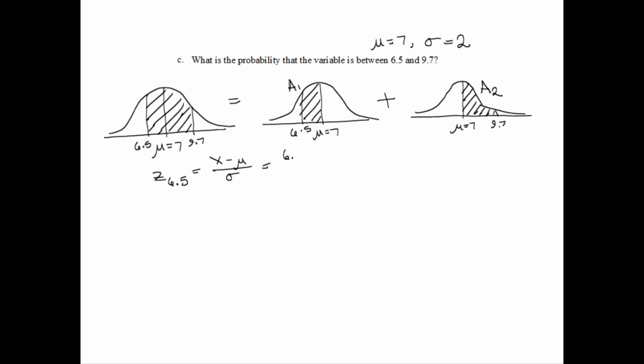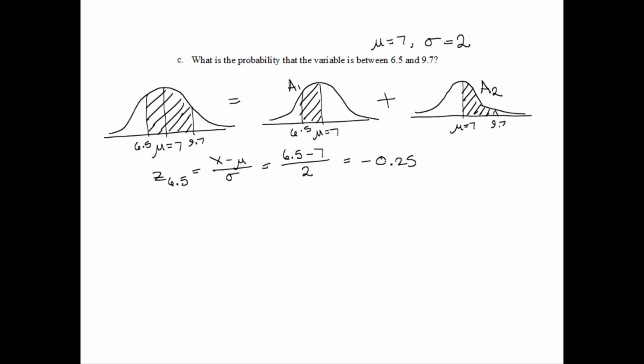So we do 6.5 minus 7 all over 2, and this gives me negative 0.25. That means I'm 1/4 of a standard deviation below the mean. Now, if you look in your table, you do not find areas corresponding to negative z values. That's because they are not needed.